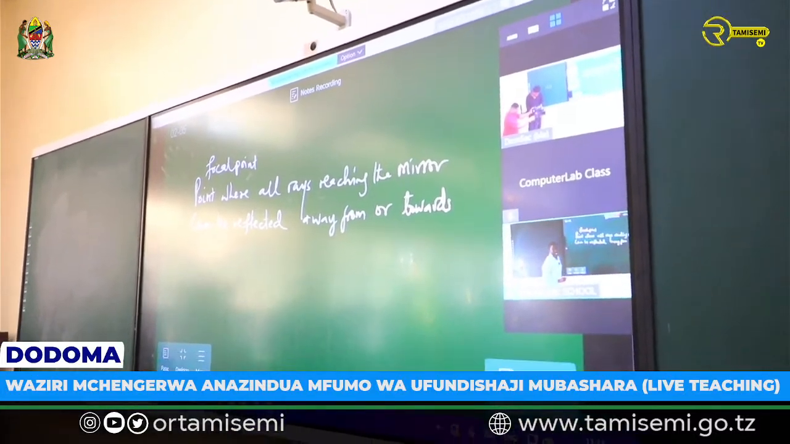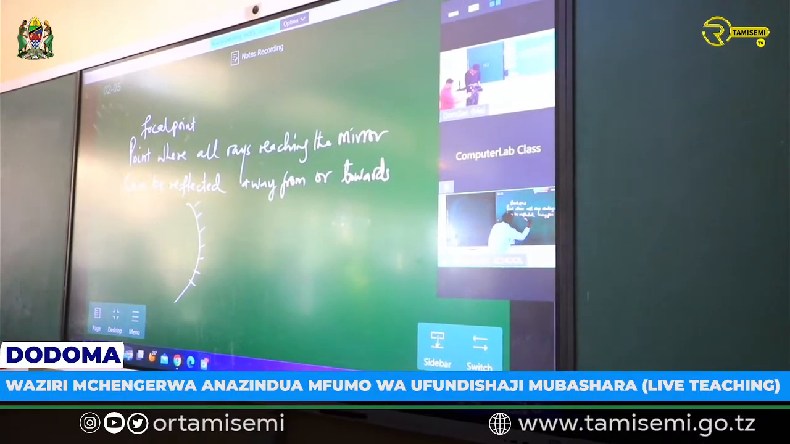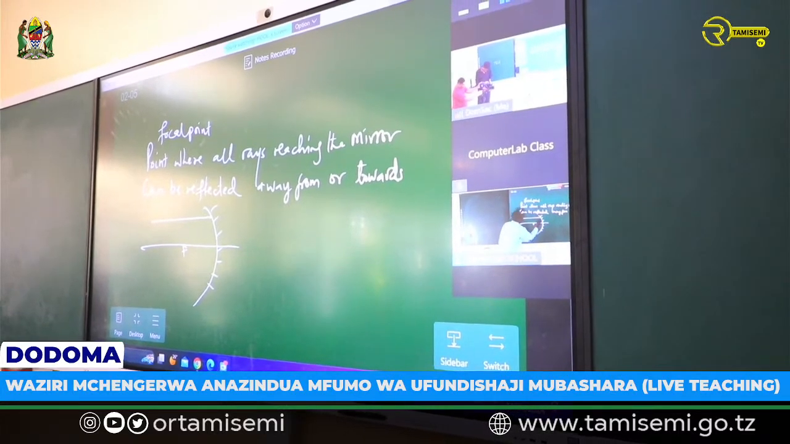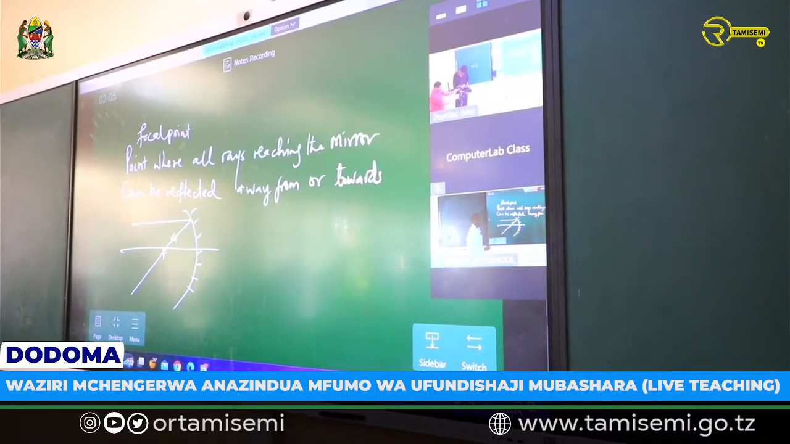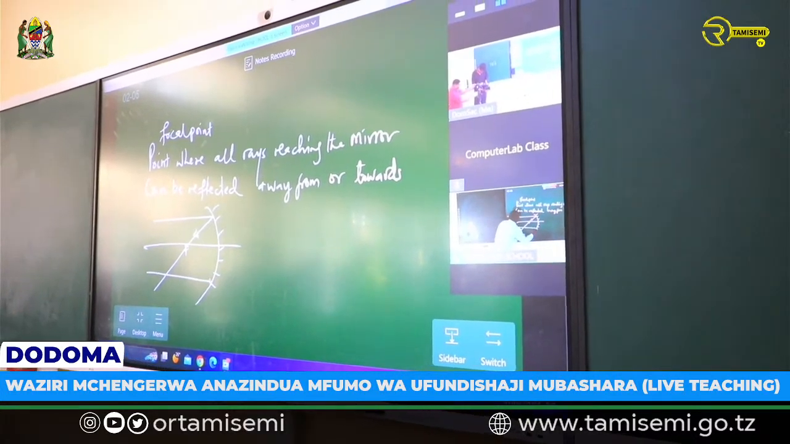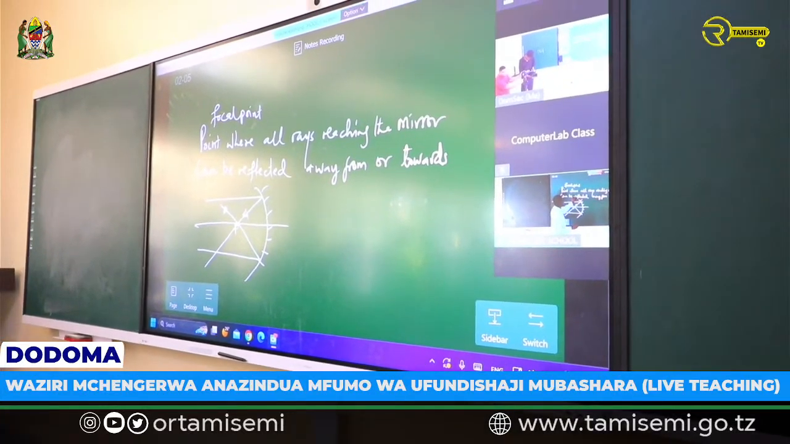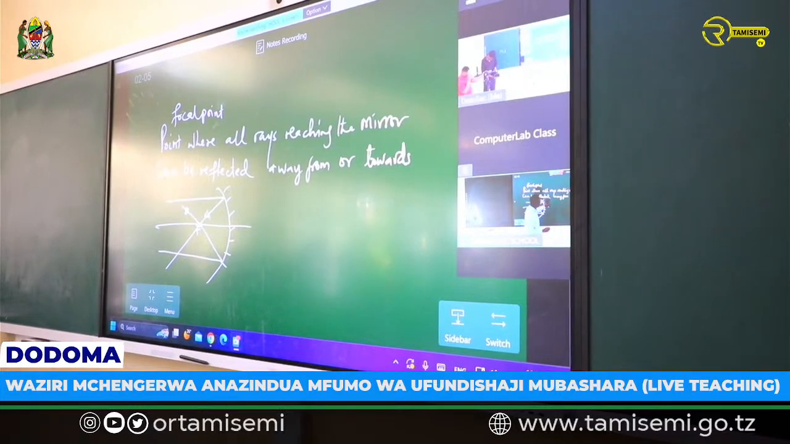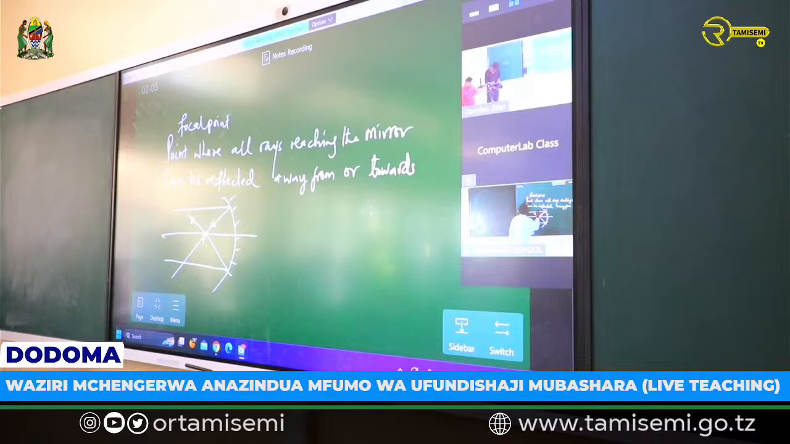So our definition here tells us that if you have a concept like this, then light falling on it must pass through the focal point after reaching the mirror. That's why we say the focal point is the point where light reaching the mirror can be reflected away from or towards. This is to talk about being reflected towards.